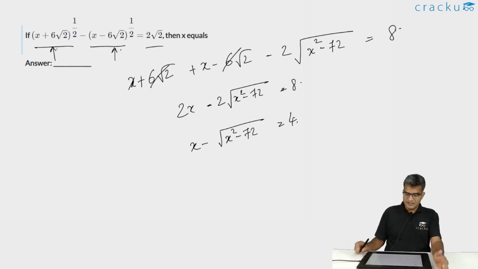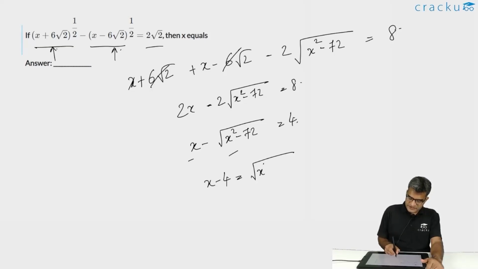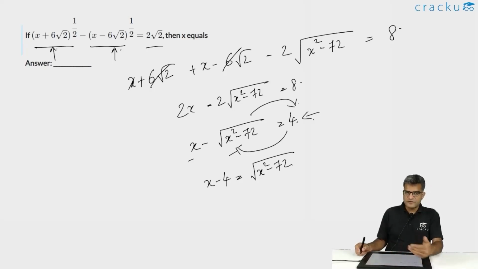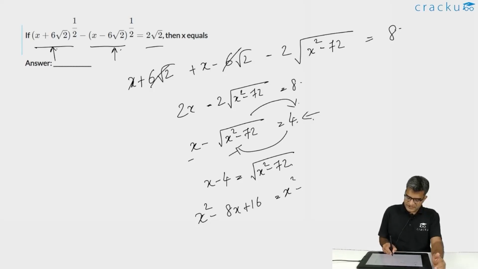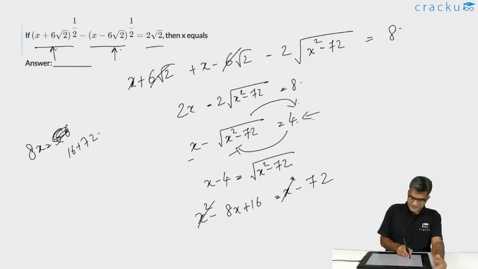Before we square again, let us separate this, because you want to eliminate all the terms which involve square roots. So we'll simplify this as x minus 4 is equal to square root of x square minus 72. We're just looking at this particular equation where we are taking square root of x square minus 72 one side and 4 to the other side. Now if you are squaring, you are going to get x square minus 8x plus 16 is equal to x square minus 72. We can cancel this too, and we are going to get 8x is equal to 16 plus 72, which is equal to 88. So the value of x is equal to 11. So the answer for this question is 11.